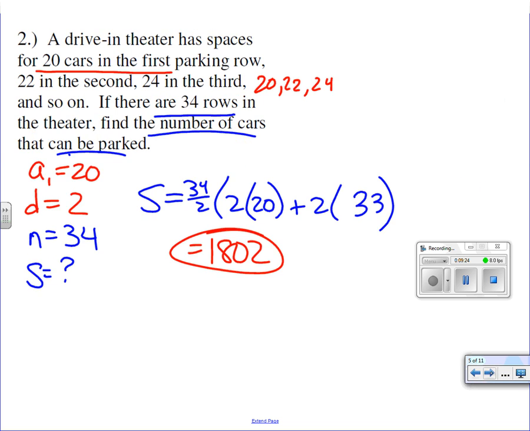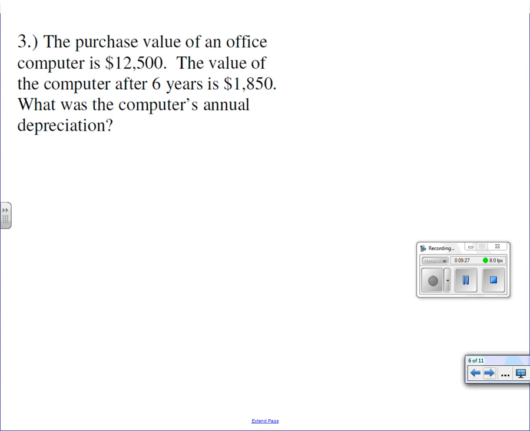All right, number 3. Jose, read it for us. Very good. Jacob, tell me one thing we know. Good. So you purchased it for $12,500. So that's what it started at. That was the first value of the computer, $12,500. Okay. Cole, what's something else you know?